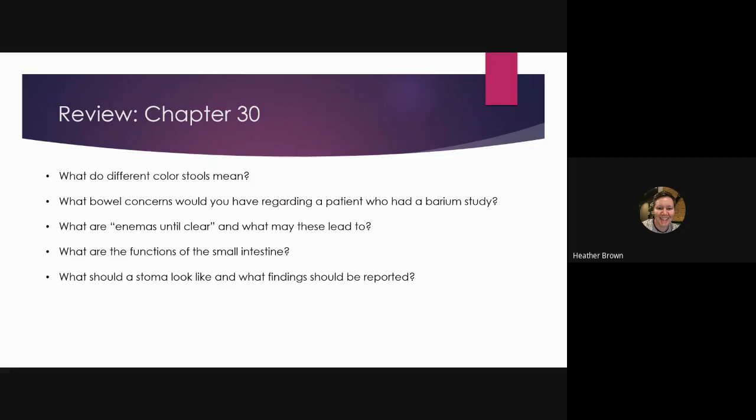You can only give up to 3. You only want to give up to 3 enemas, no more than 3 large volume enemas, because the patient is going to be at risk for possible electrolyte depletion. You don't want to dehydrate them.